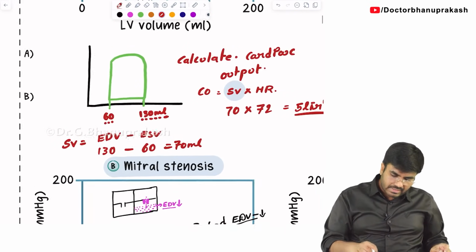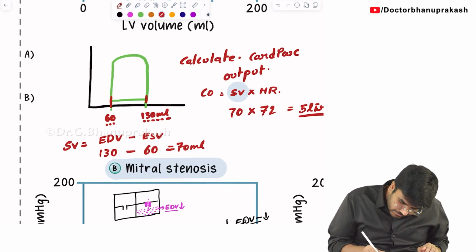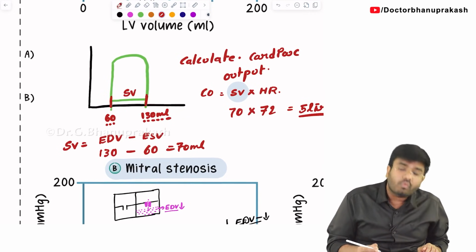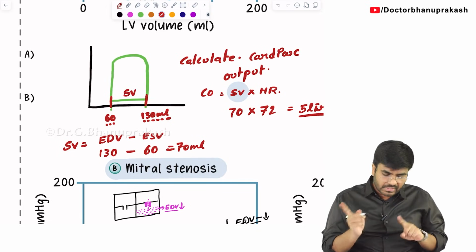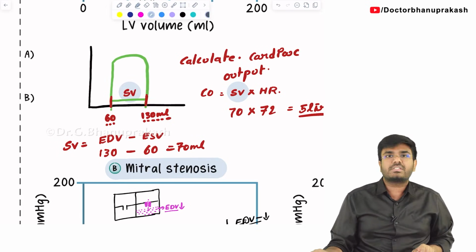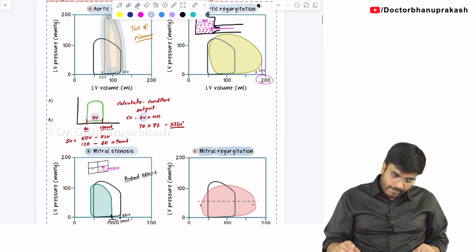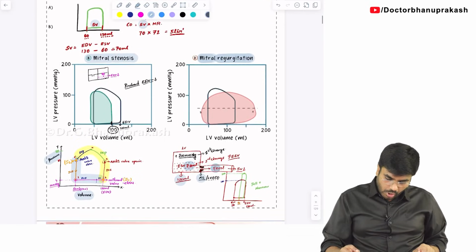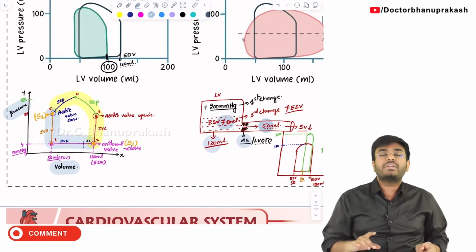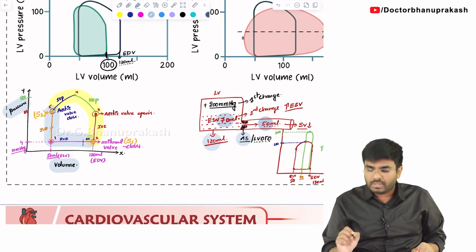From this graph they will ask you to calculate the cardiac output. The difference between these two points is the stroke volume. Always remember, the difference between the starting and ending point is the stroke volume, end-diastolic volume minus end-systolic volume. So with this, we have completed the entire left ventricular pressure volume loops, all important points about them and their abnormalities, and how the problems will come from this topic.